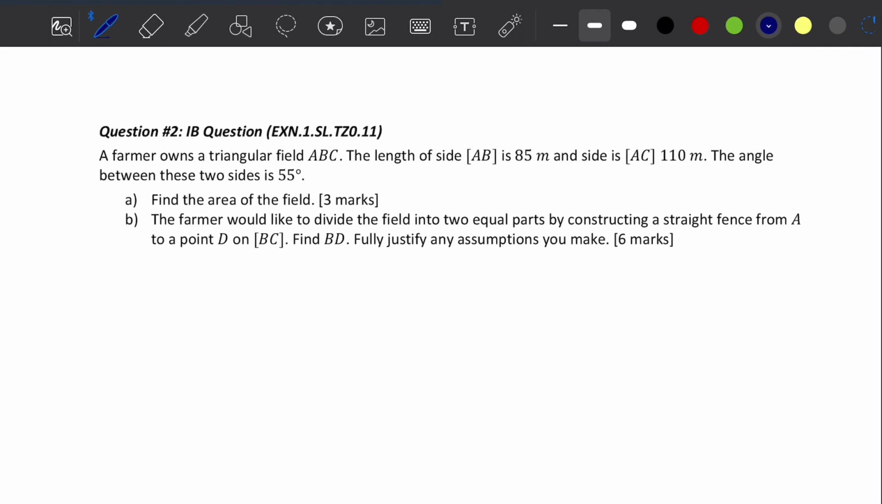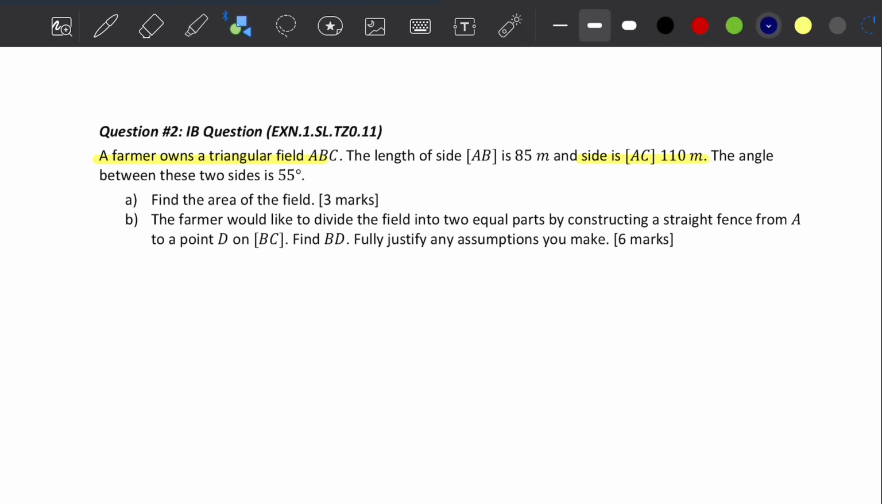Okay, then let's do question 2. This is the IB question from the example paper. Here we have a farmer who owns a triangular field ABC, and the length of the side AB is 85 meters. Another side is AC, and it's 110 meters. The angle between these two sides is 55 degrees. So let's start with the diagram.